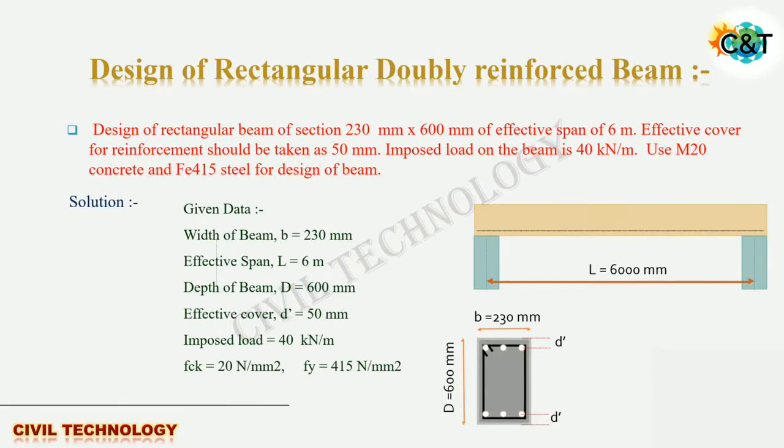If you see it diagrammatically, then it looks like this. This is our longitudinal section of the beam. This is the beam. These both are the supports that may be column or wall depending upon the problem. Effective span means the center to center distance of these two supporting walls or columns, that is directly given in the problem, 6 meter. And if you look at the cross section, then it looks like this. This is the beam 230 mm, overall depth given as 600 mm, and these both are the covers, effective cover, that is given as 50 mm.